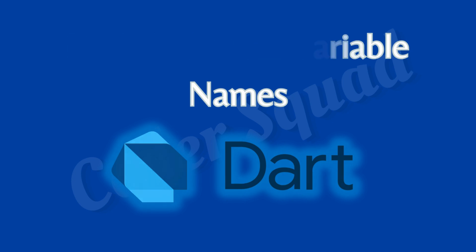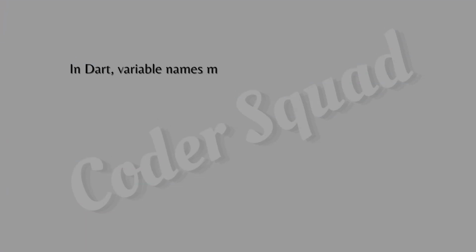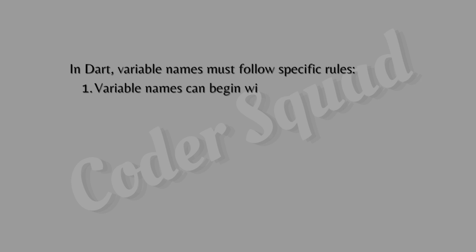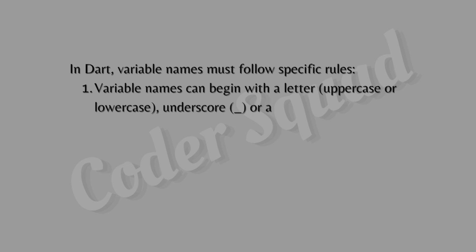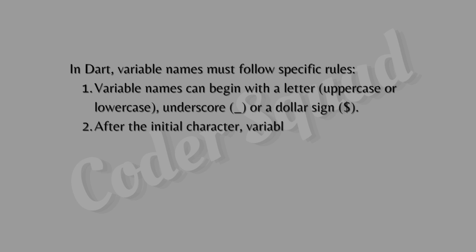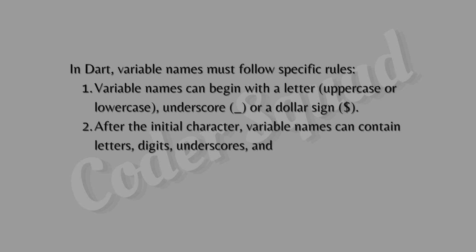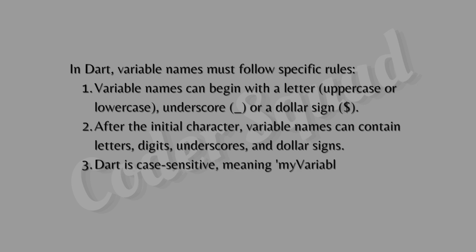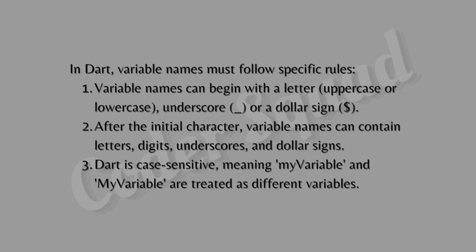In Dart, variable names must follow specific rules. 1. Variable names can begin with a letter, uppercase or lowercase, an underscore symbol, or a dollar sign. 2. After the initial character, variable names can contain letters, digits, underscores, and dollar signs. 3. Dart is case-sensitive, meaning myVariable and MyVariable are treated as different variables.